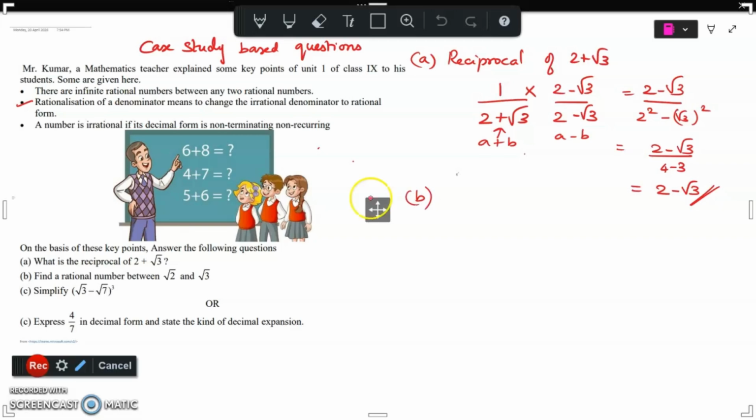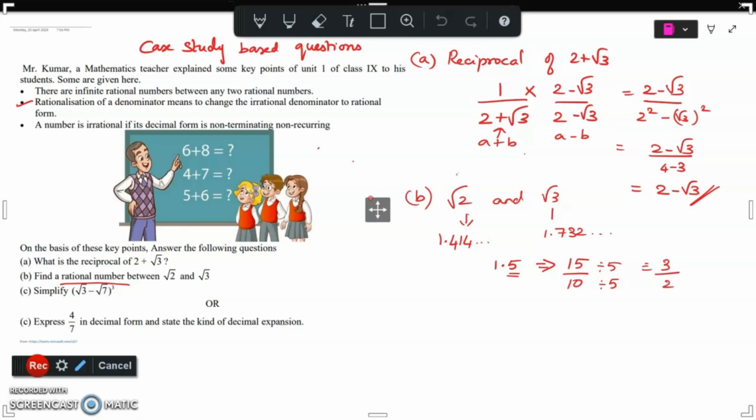Find the rational number between root 2 and root 3. As I already gave the value of root 2 approximately equal to 1.414, memorize the values, and root 3 is 1.732. I have to find the rational number in between. So between 1.4 and 1.7, there is a rational number 1.5, which can be expressed as p by q, which is 15 by 10. Because there is one decimal digit, I have to divide by 10. And then reduce to the lowest form, because always p by q should be in lowest form where my HCF should be 1. So this gives me 3 by 2.